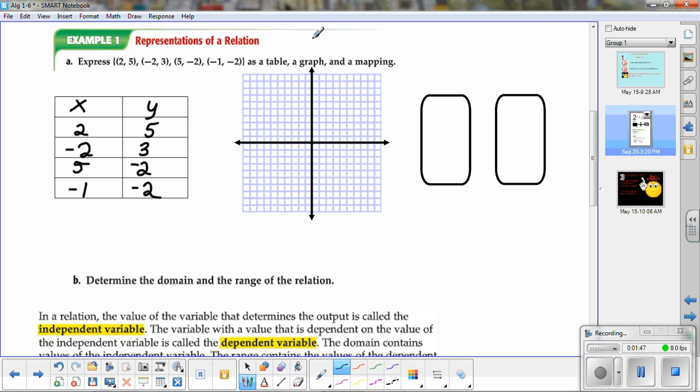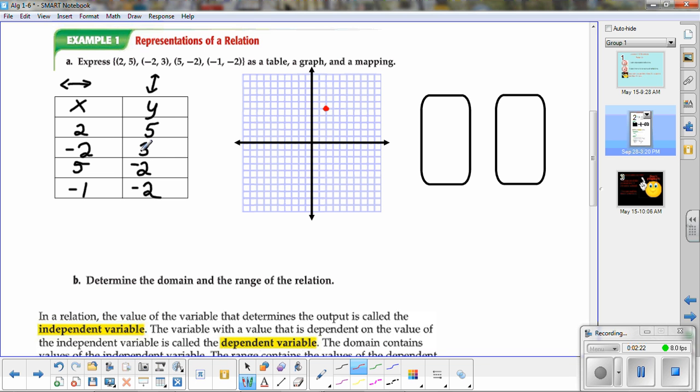Now the next way we're going to express the relation is as a graph. We're going to take all of these ordered pairs and plot them on the graph. Remember, the first number tells us whether we move right or left on the graph, and the second number tells us our up or down movement. I like to think of it as you walk to an elevator and then you choose to go up or down. So the first ordered pair, 2, 5, means I'm going to go to the right 2 and up 5, since they were both positive numbers.